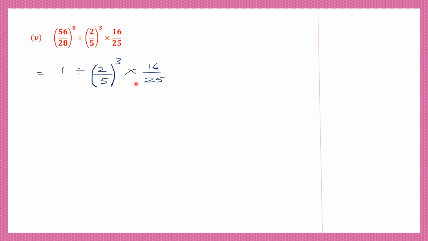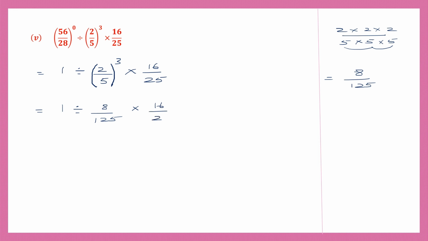So now we have division and multiplication, and according to BODMAS, we should be doing division first. So let's do this. 1 divided by 2 by 5 raised to the power of 3. So we'll write 1 as it is, divided by, now 2 by 5 raised to the power of 3 means 2 into 2 into 2 3 times, by 5 into 5 into 5. So 2 2s are 4, 4 2s are 8, and here we have 5 5s are 25, 25 5s are 125. So 1 divided by 8 by 125, and on the other side we have 16 by 25.